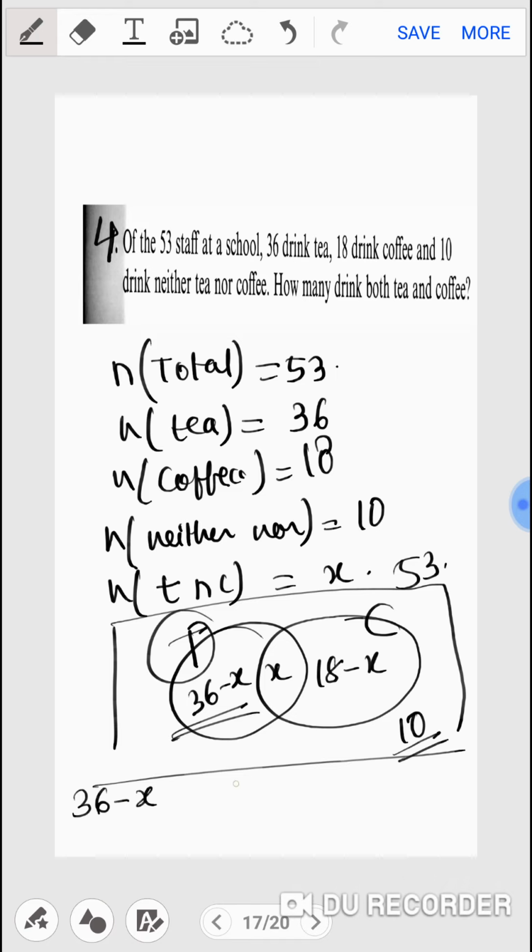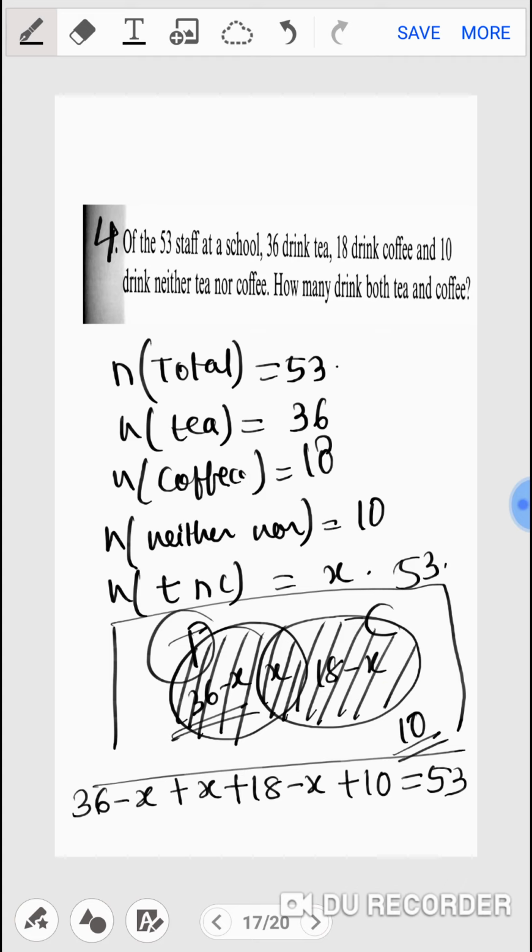36 minus x plus 18 minus x plus 10 will be equal to 53. Yes or no? This is 36 minus x plus 18 minus x plus this 10 will be equal to 53.